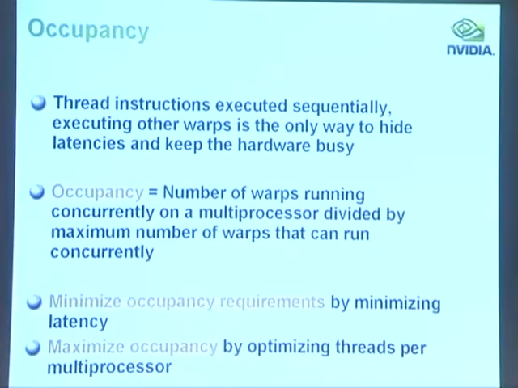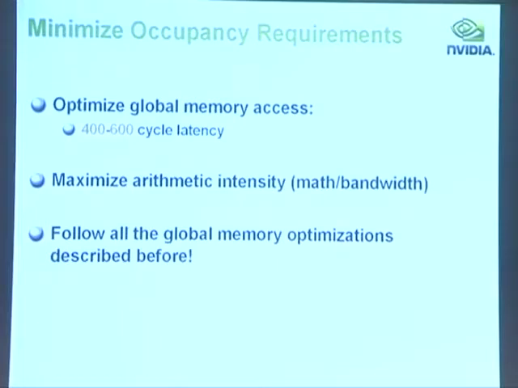Now, you can minimize the dependency of performance on occupancy by minimizing latency in your code. I'll talk about that a little bit. But you should generally try to maximize occupancy by optimizing the number of threads that run on each multiprocessor. I mentioned before that global memory accesses take 400 to 600 cycles, so you want to hide that latency in every way possible.